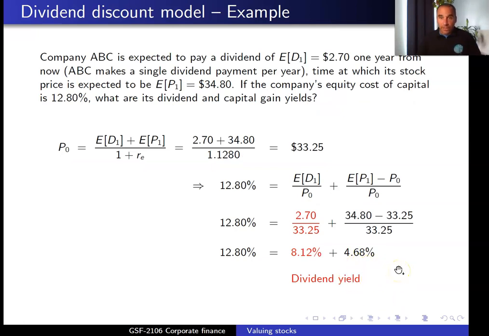So dividend yield 8.12%, capital gain yield 4.68%.